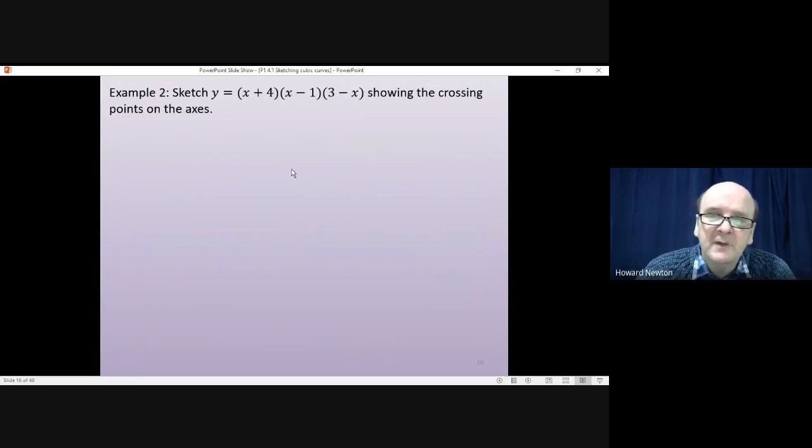Okay, again, we'll find the crossing point on the y-axis first. What happens if x is 0? If x is 0, we'll get 4 times minus 1 times plus 3 this time. So now we'll get minus 12.